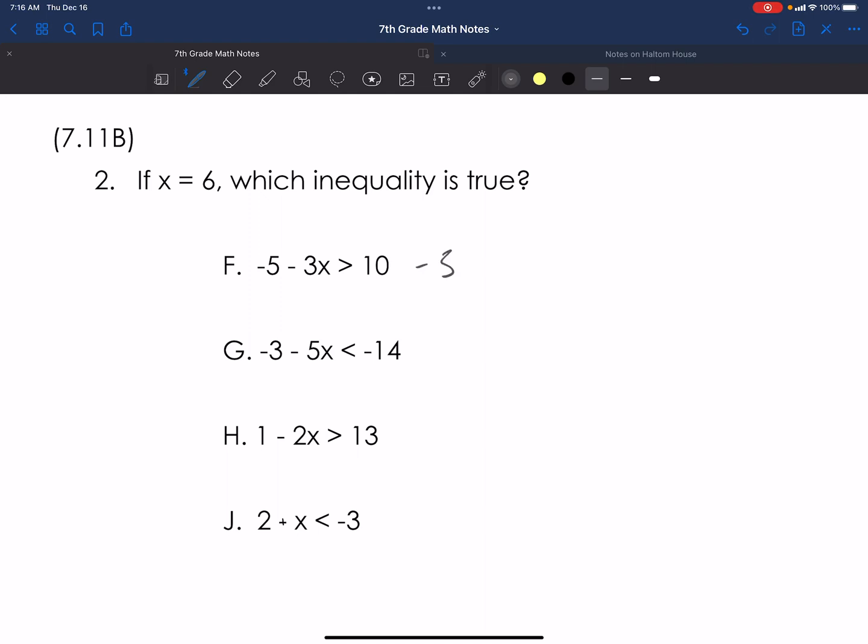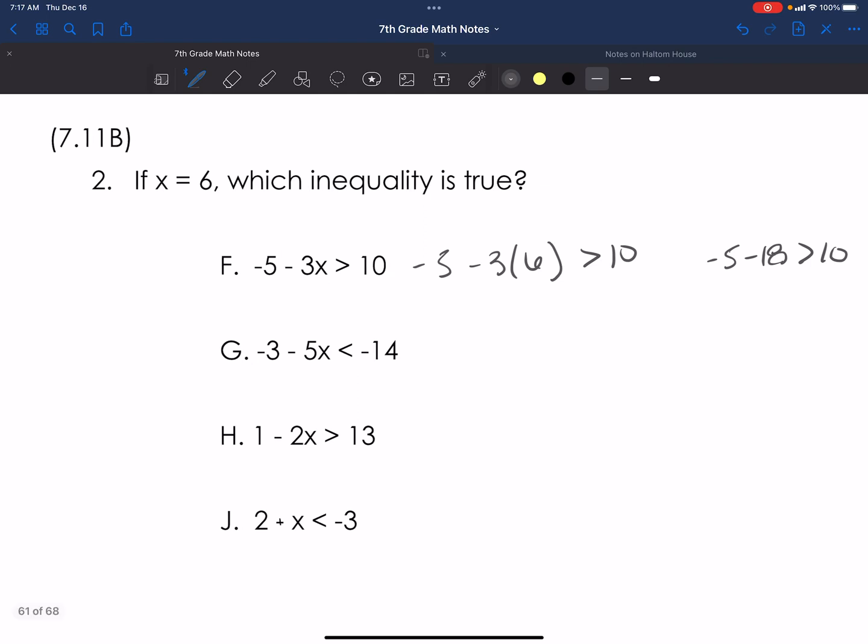So, -5 minus 3x, but now I'm writing 6 in parentheses, so I know to multiply. I know 3 times 6 is 18, so -5 minus 18 should be greater than 10. Well, I honestly don't need to keep going because I know same signs add and keep. So -5 plus -18 is -23, and that is not greater than 10 because a negative is not greater than a positive. So F is not my answer.